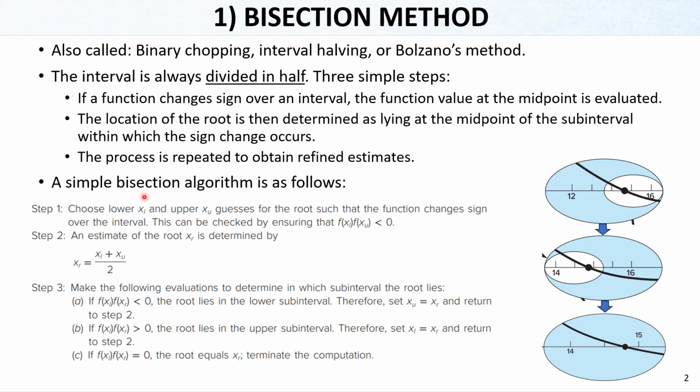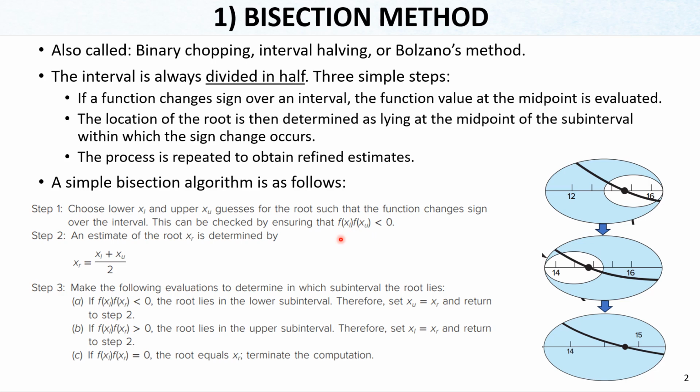A simple algorithm is as follows. First of all, in step 1, we choose lower xl and upper xu guesses for the root such that the function changes sign over the interval. So for this, we may need to use the graphical method to see where it changes the sign. And actually, if we don't have the graphical demonstration of the function, there is an easy way as well. We simply multiply the function values of xl and xu like this.